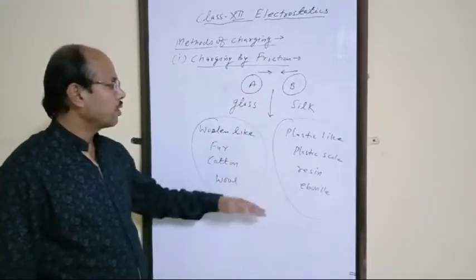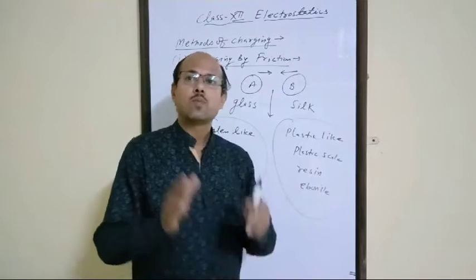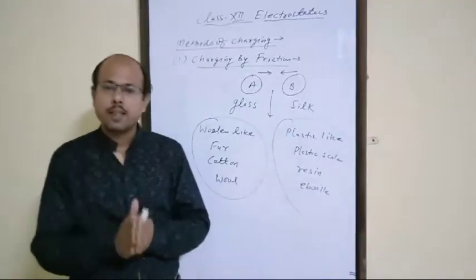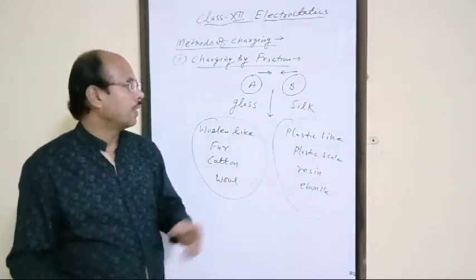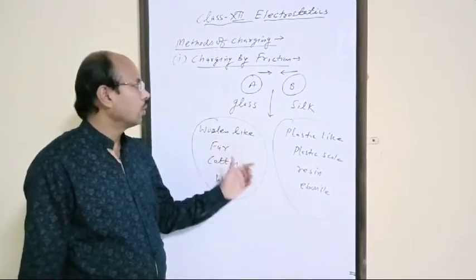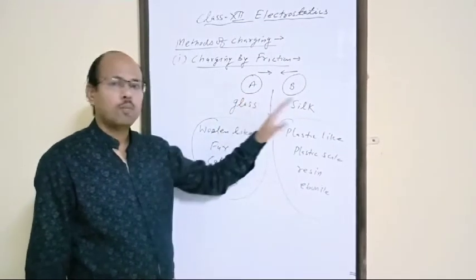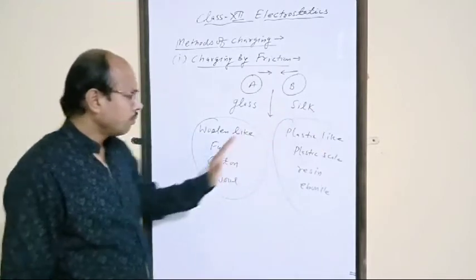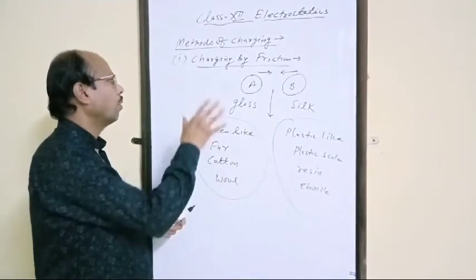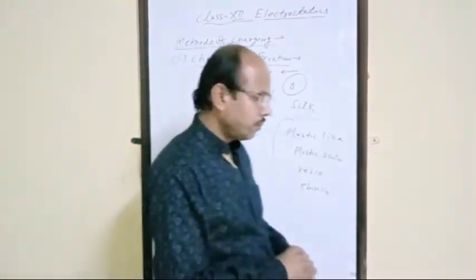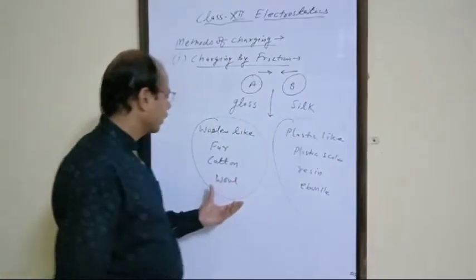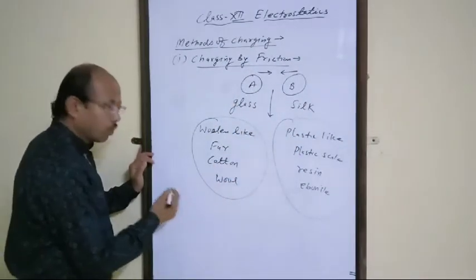So in charging by friction, what is the essential requirement? Friction should produce heat energy, and that heat energy should be sufficient so that electron can transfer from one body to other body. And there are very common examples of charging by friction. Best example इसका हम बता सकते हैं ऑटोमोबाइल्स के.